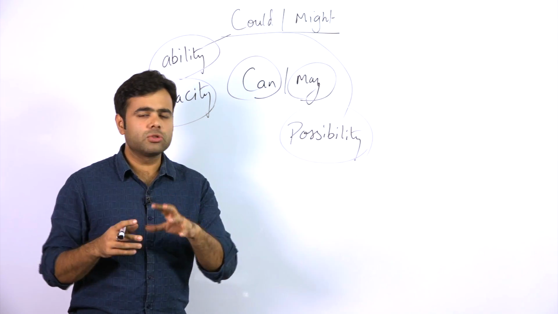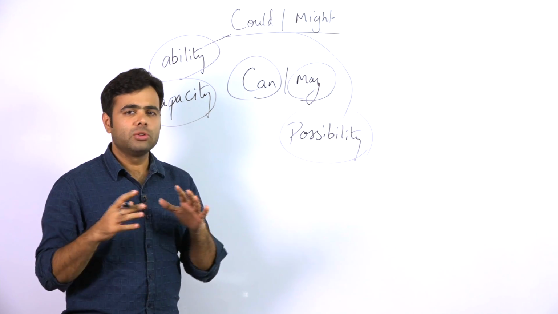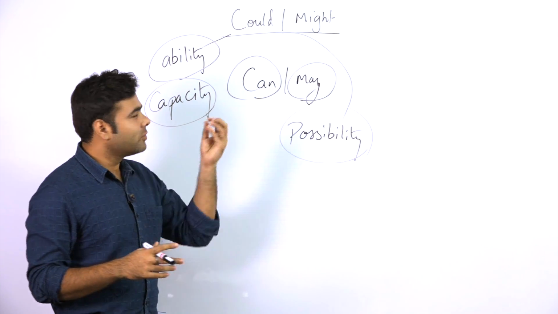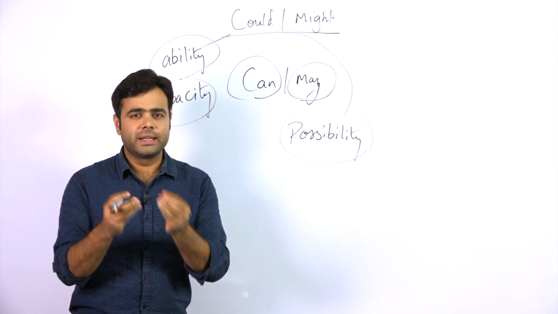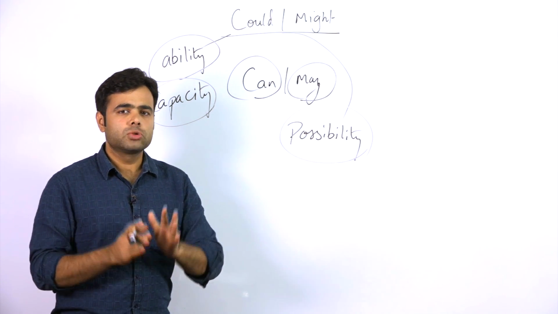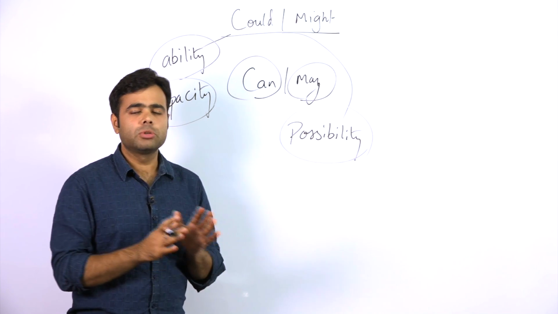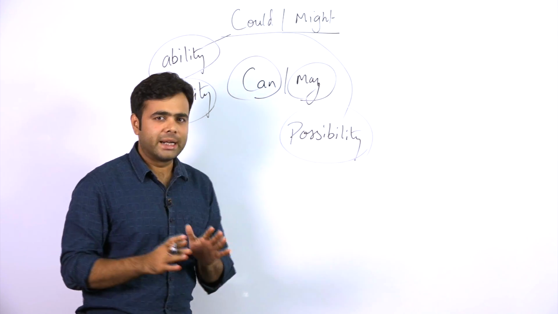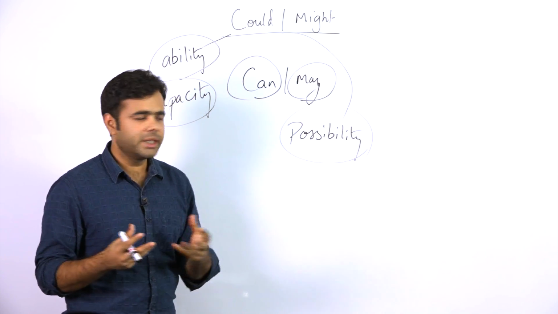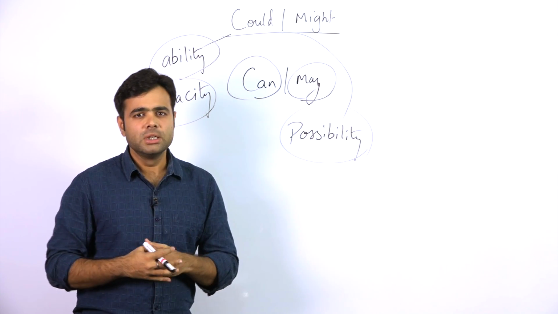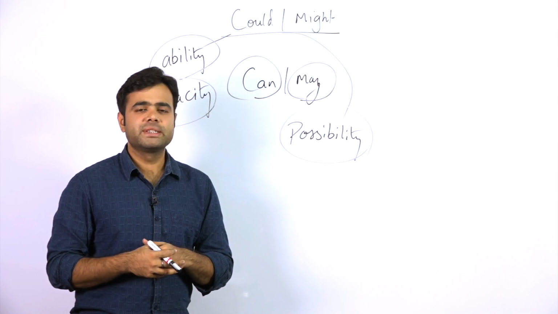Now students, a question must have arisen in your mind: you are saying ability and capacity, and you are saying again there can be a possibility too. So I'll give you some examples on the board by which you can understand how we can determine whether it is talking about ability or capacity, and whether it is talking about possibility. So let's have a look at some examples.